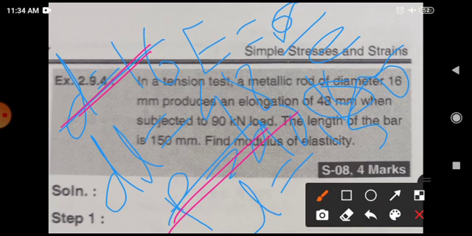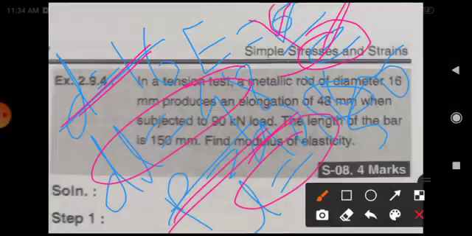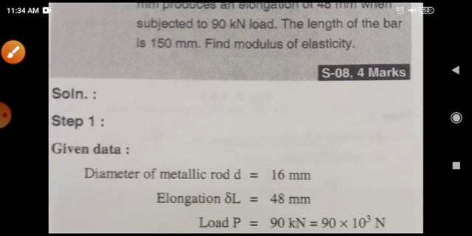Next one is what? We can find out this small e, which is equal to change in length upon original length. So independently we have found sigma and e. Just take the ratio of both, sigma upon e, and you will get this capital E, which is the modulus of elasticity. Okay, let's start with our problem.